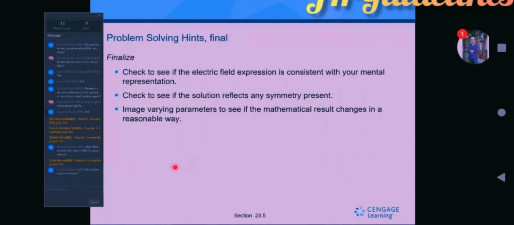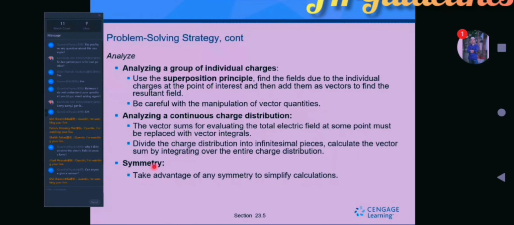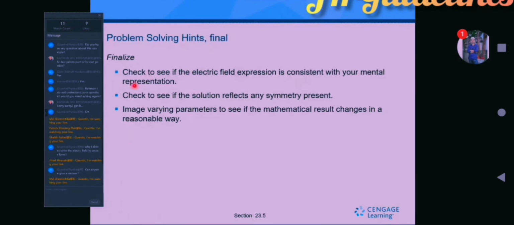Now, after we get the result, we can finalize: we check to see if the electric field expression is consistent with our mental representation. We also check to see if the solution reflects any symmetry present. And we can imagine varying parameters to see if the mathematical results change in a reasonable way.